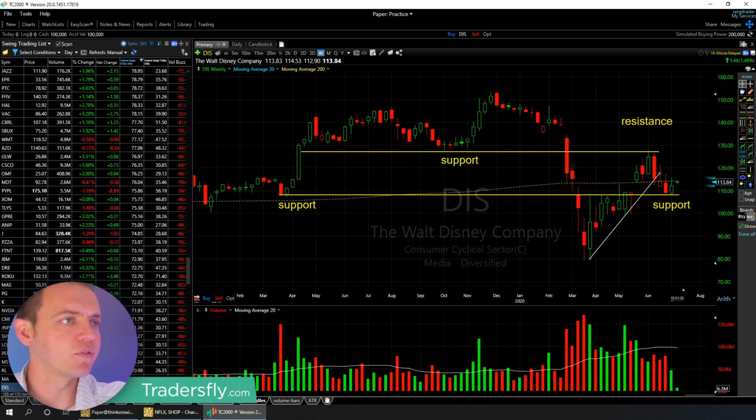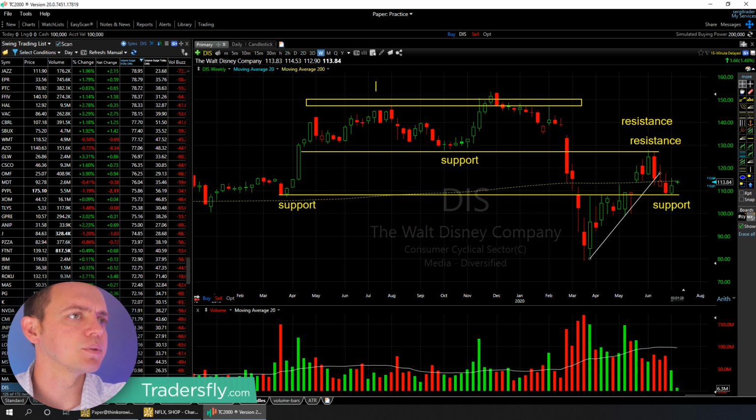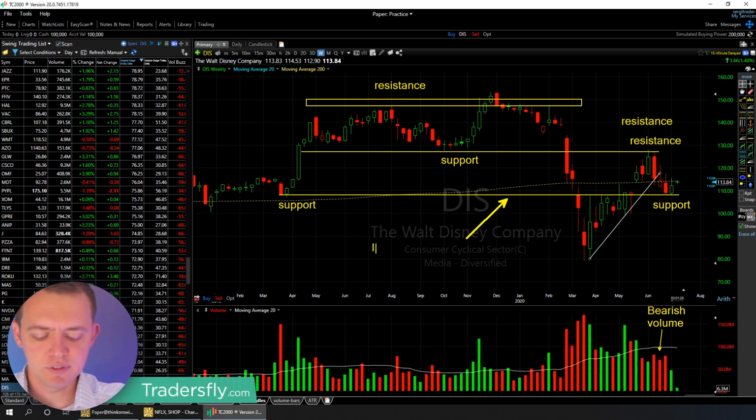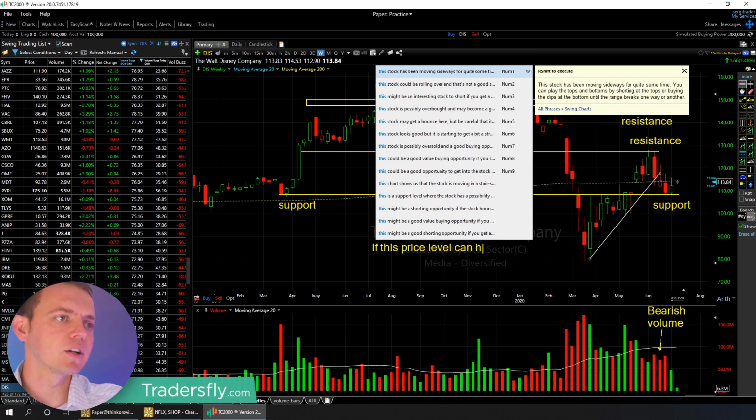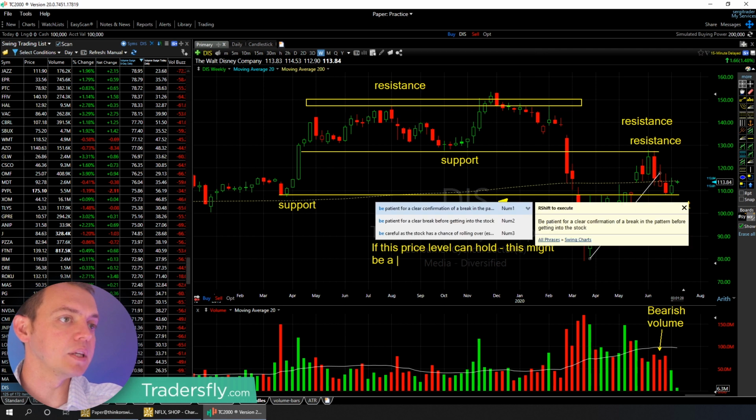This was support before, which is now this resistance zone. That's what I'm talking about. This stock had a bit of trouble in this area. So this was our resistance level overhead. I think you're getting a little bit of trouble here with some of the bearish volume that's happening. But if it can hold this support level, if this price level can hold, this might be a good sign and healthy.